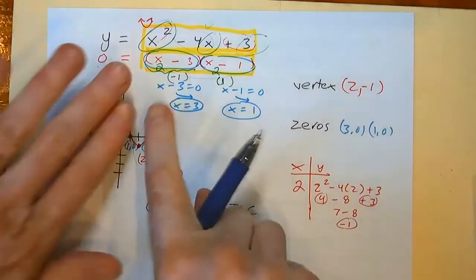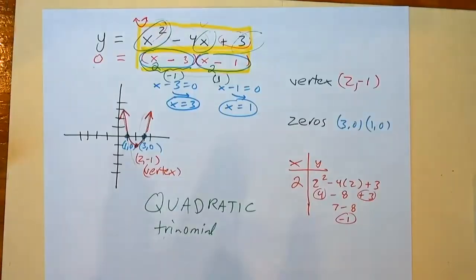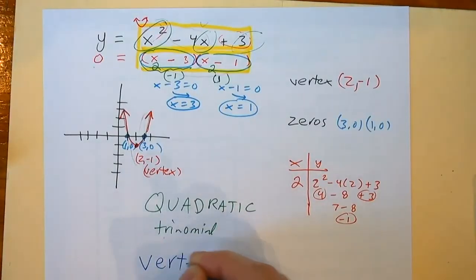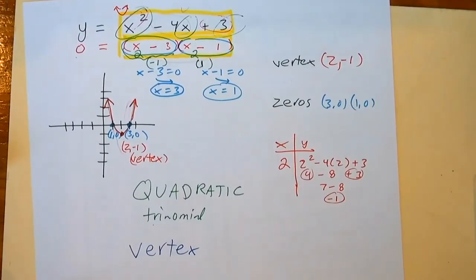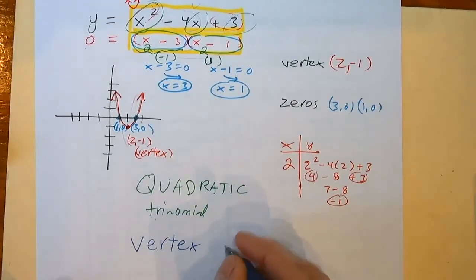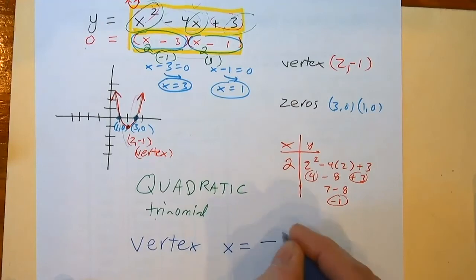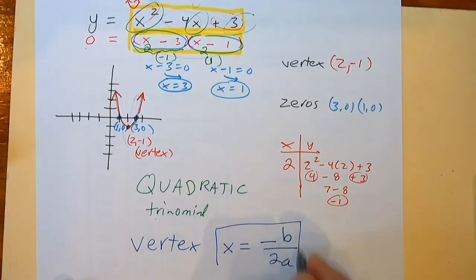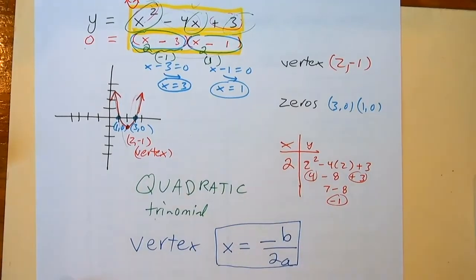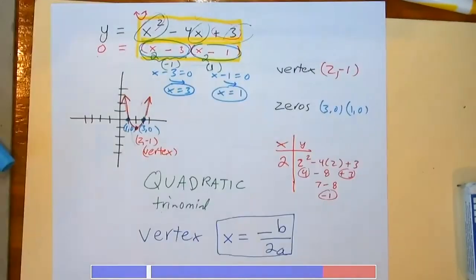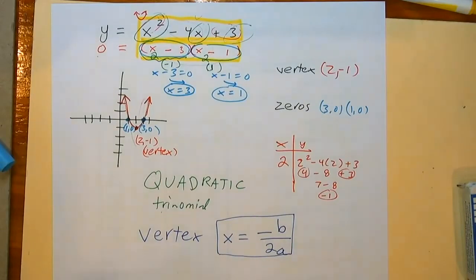Is it possible to find the vertex before the zeros? Yes. There's a little neat shortcut. Here's a rule for the vertex. The x-coordinate that the vertex is at is the opposite of B over 2A. You should totally remember this one. Opposite of B over 2A. Where are you getting these things from?